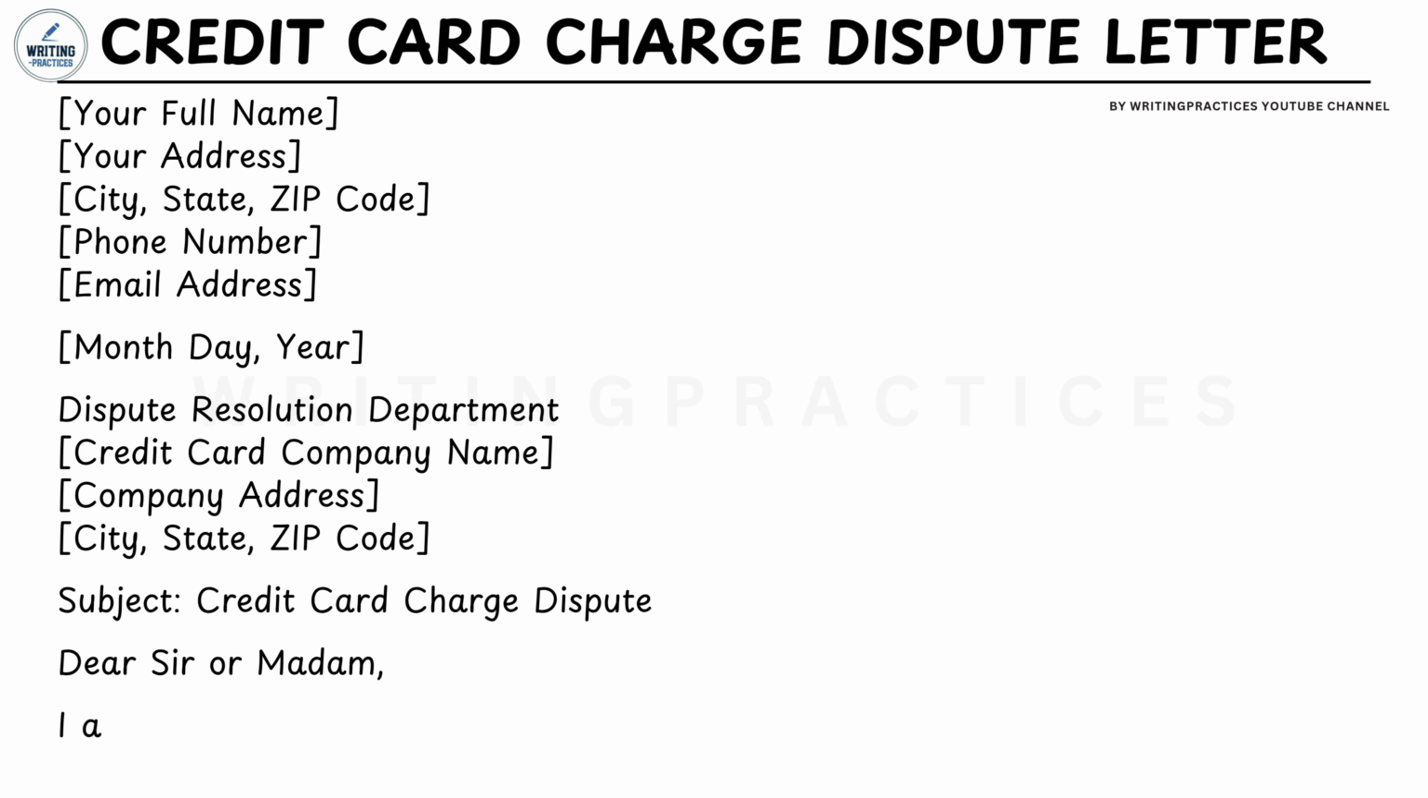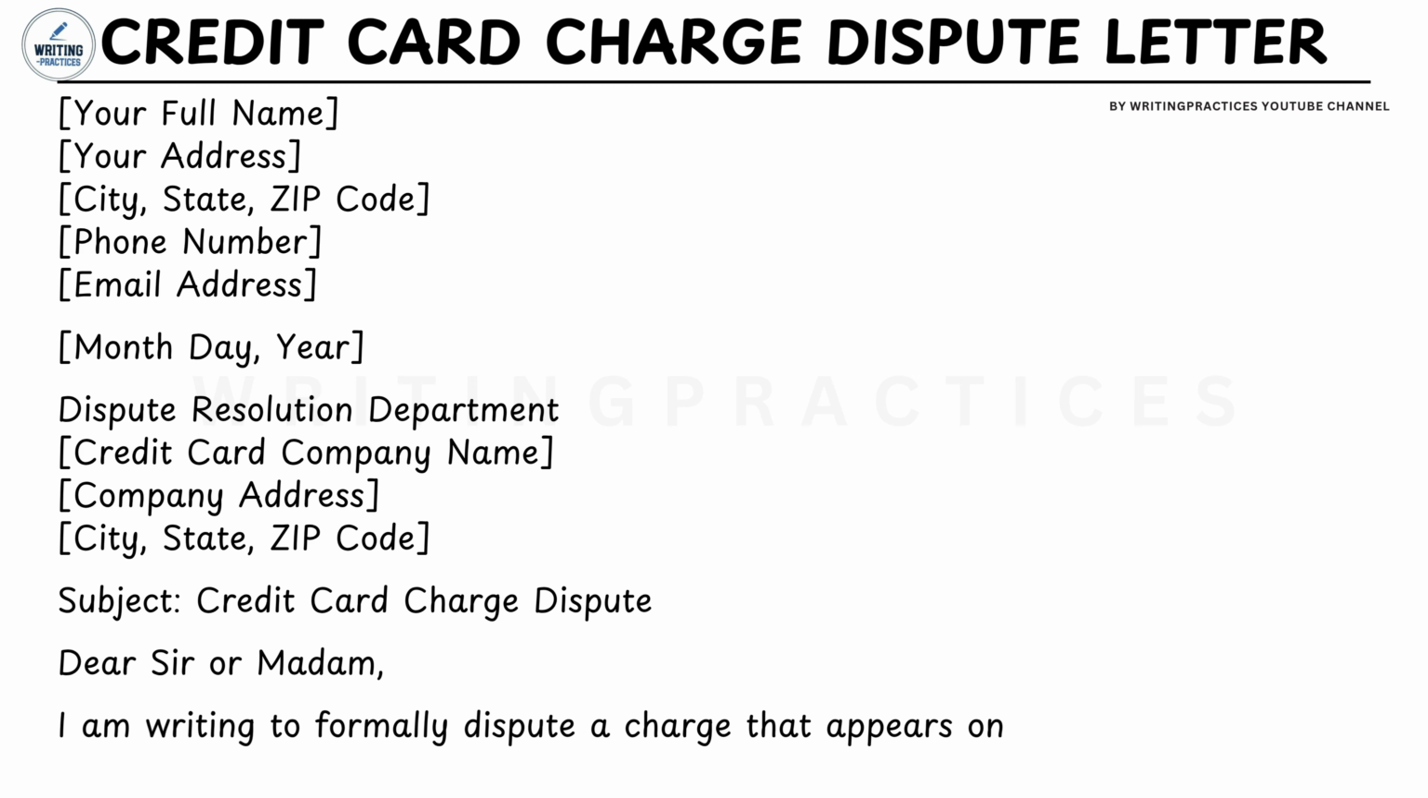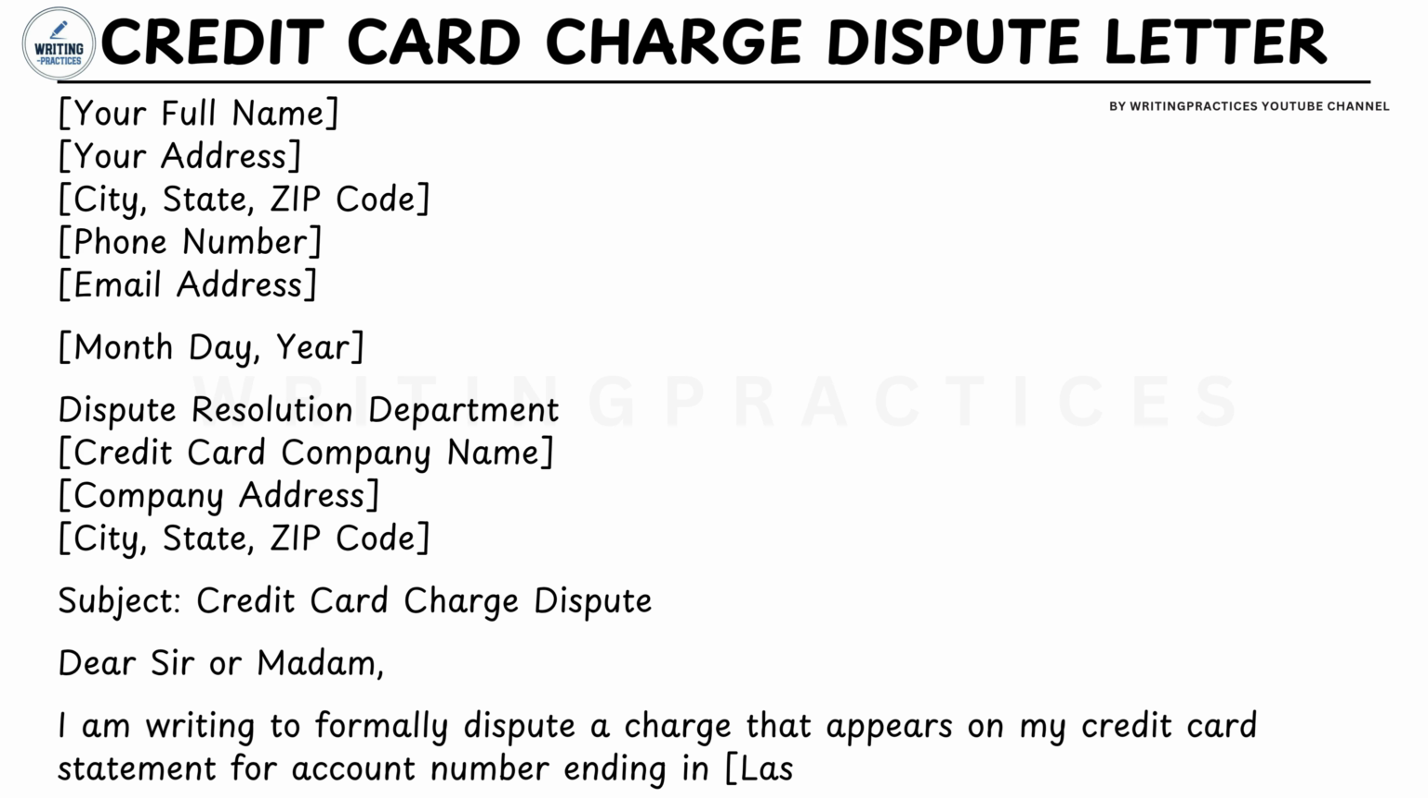Opening paragraph. Now begin the letter by stating exactly why you are writing. For example, I am writing to formally dispute a charge that appears on my credit card statement for account number ending in 4827. This opening immediately identifies the purpose of your letter and specifies which credit card account is involved without revealing the full account number. Providing only the last 4 digits helps protect your financial information while still allowing the card issuer to identify your account.